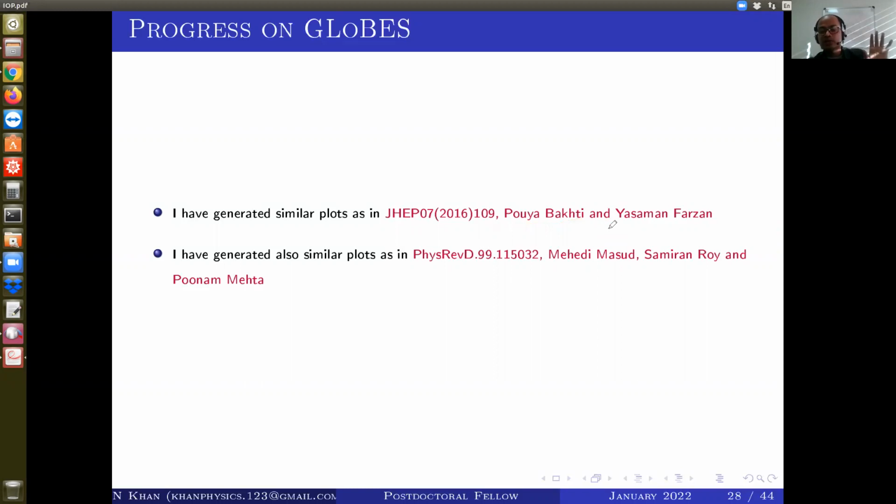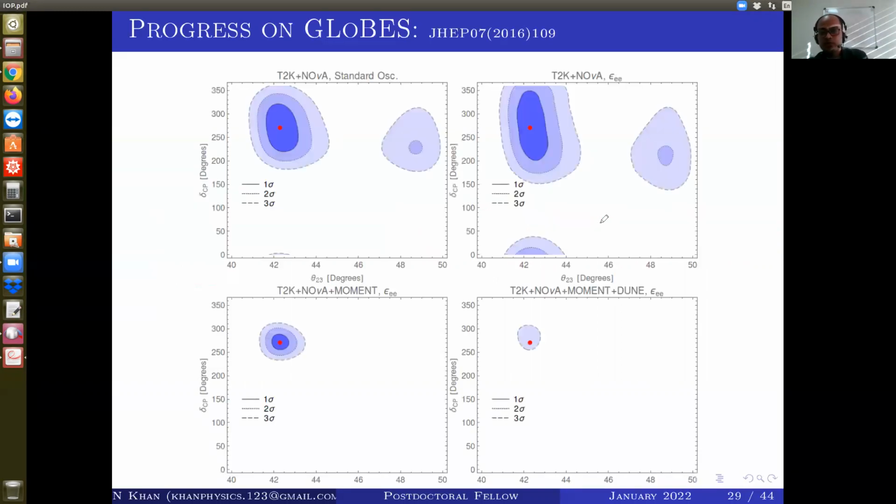First they did it with T2K and NOvA, these experiments. They said that in the presence of NSI parameters, additional degeneracy will come. But if you go to other experiments along with T2K and NOvA, it tries to reduce the degeneracy. In this plot, which I have produced here, you can see this.